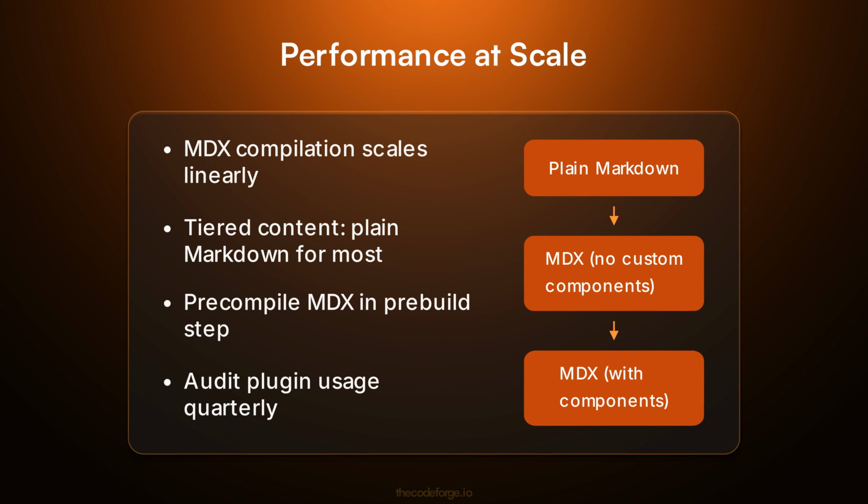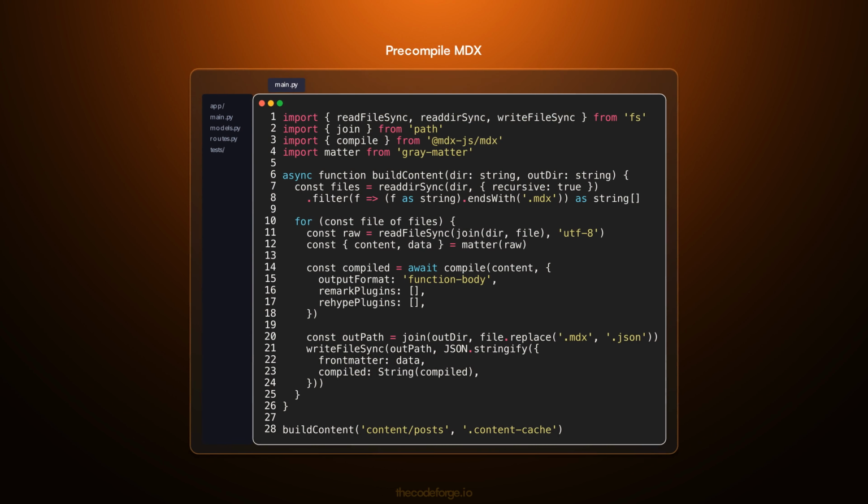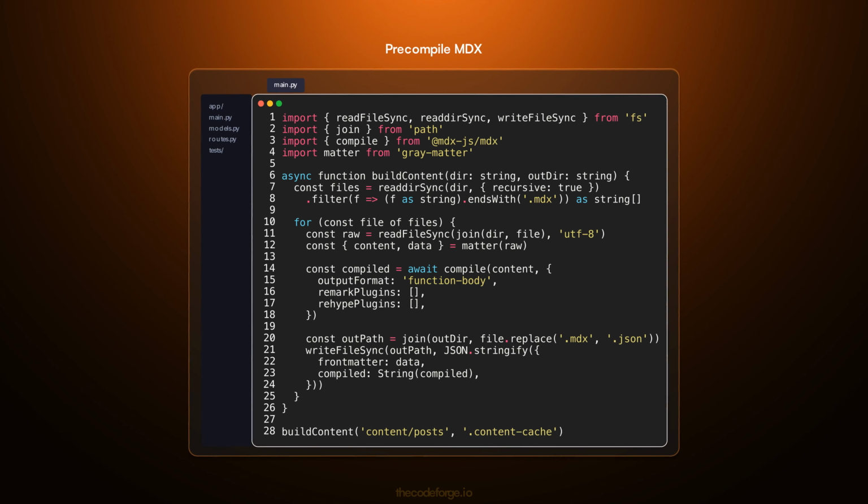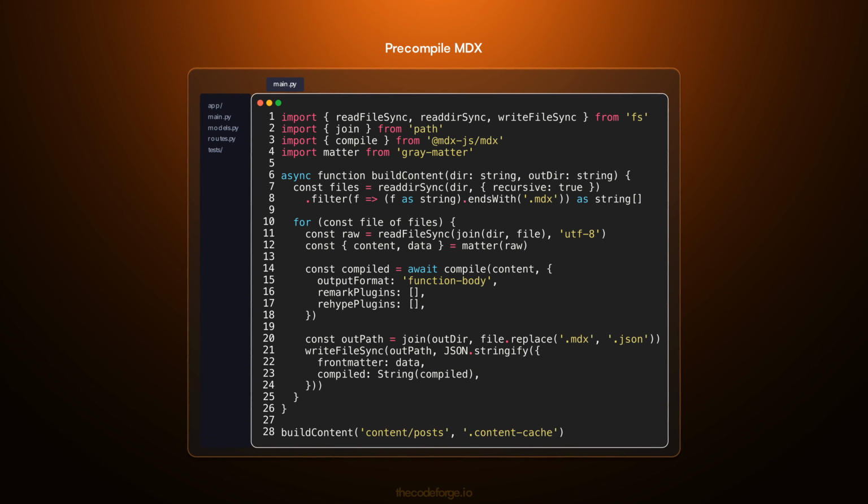Precompile MDX to serialized HTML in a prebuild step to remove compilation from the critical path. This prebuild script compiles MDX to serialized HTML and stores it as JSON. The Next.js build then imports these precompiled files instead of running MDX compilation, significantly reducing build time.